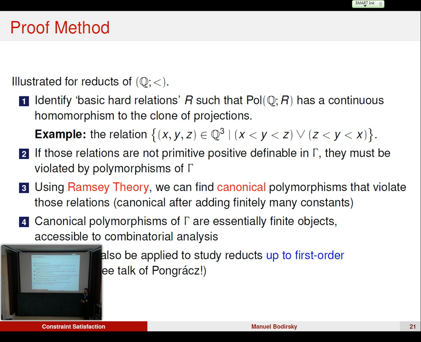Interestingly, this method is not just for those who care about polymorphisms and the CSP. This method also works if you're just interested in first-order reducts. If you don't like primitive positive definitions, there's quite some work about classifying reducts up to first-order interdefinability, just determining the groups that can show up for reducts. The same method works, surprisingly, also to do this task. And we'll see this much better in the talk of Ondra Sprungratz tomorrow, I think, who applied this to the reducts of the random ordered graph.